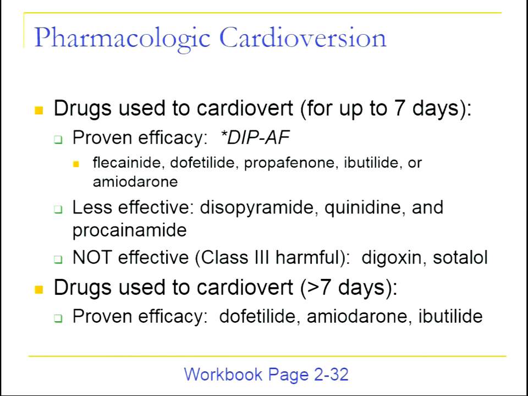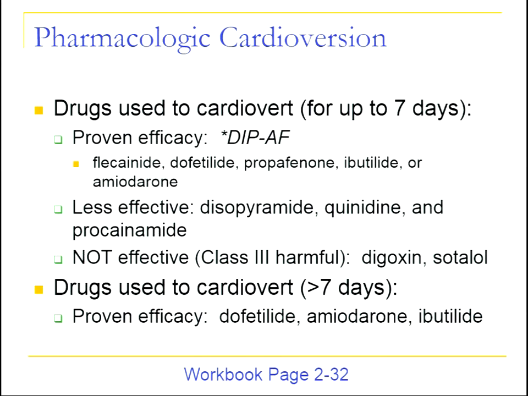If you can remember DIP-AF, you will have the drugs that can be used if the AFib is less than 7 days of onset. So basically, they're your potassium channel blockers, so your dofetilide, your ibutilide, and your amiodarone, and then the two 1C agents. And remember, you're not going to use the 1C agents in patients with structural heart disease.